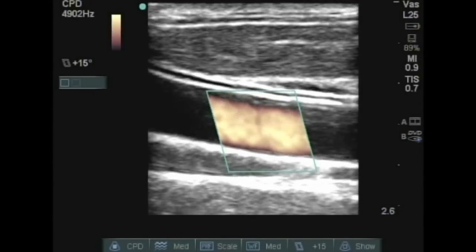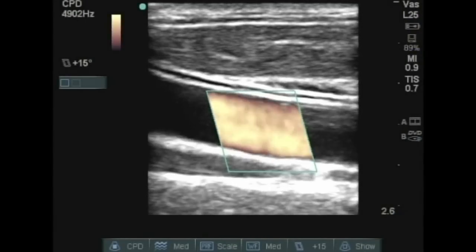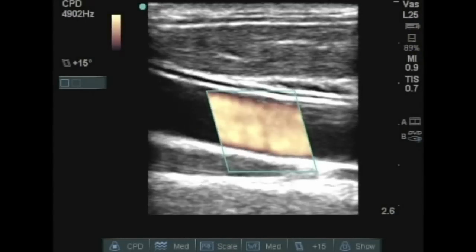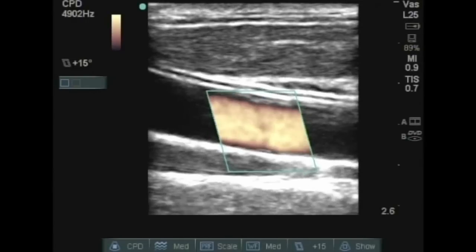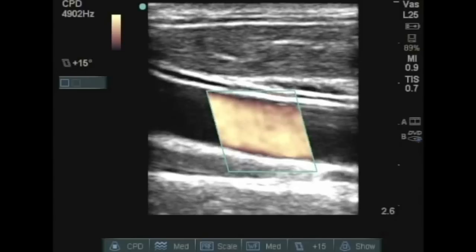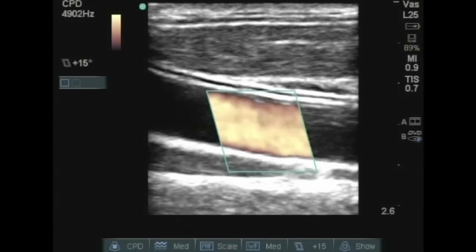Power Doppler does not use a color box pattern like that. It's similar, but it displays a different type of frequency analysis, and this is useful for low flow states.